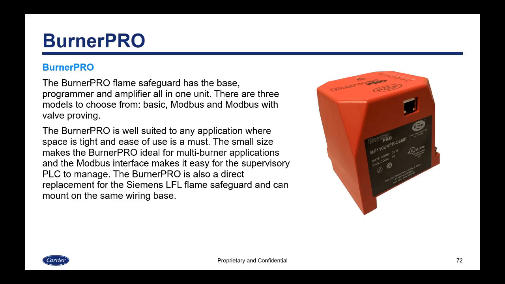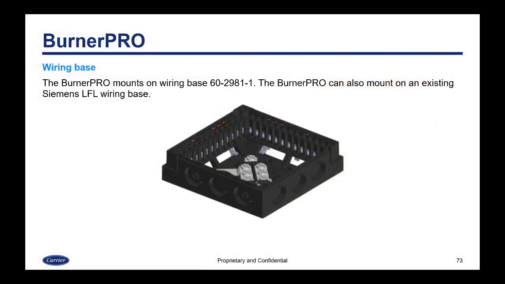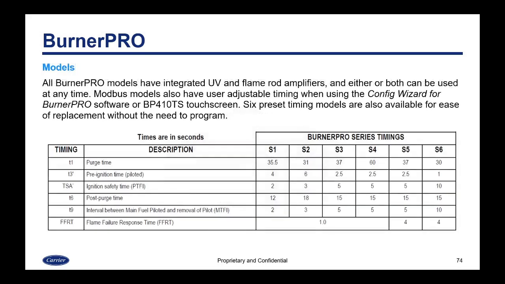The Burner Pro mounts on this wiring base that we have, and it can also mount on an existing Siemens LFL wiring base. All Burner Pro models have integrated UV and flame rod amplifiers, so both of them, and either or both can be used at any time. Modbus models also have user adjustable timings when using the Config Wizard for Burner Pro software, or the BP410TS touchscreen. Six preset timing models are also available for ease of replacement without the need to program. So we have S1 through S6 preset timings available so that you can change out quickly without having to change the settings with the software.